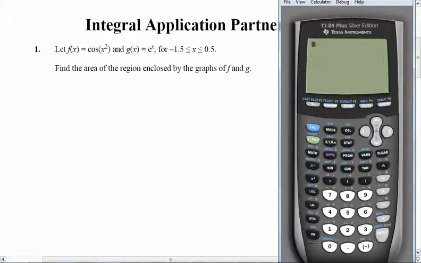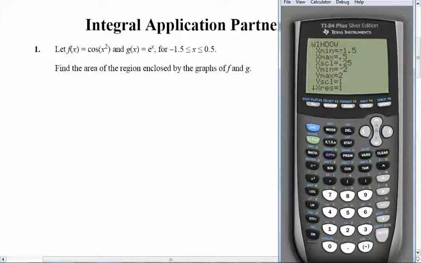So we're going to pull up our calculator. We're going to go into y equals. I've taken the liberty of already writing the equations in here. So I got cosine of x squared for y1, and then I got e to the x for y2. Now I went in and I changed my window. I changed it because I knew that the x values could only be negative 1.5 to 0.5, and so I changed that for my minimum and maximum.